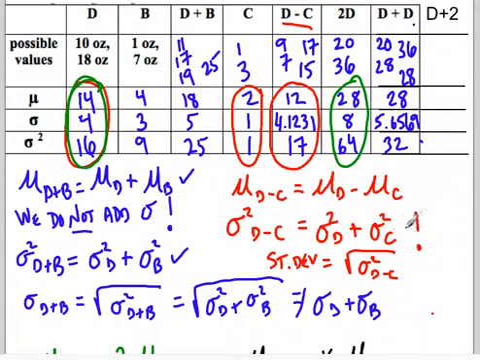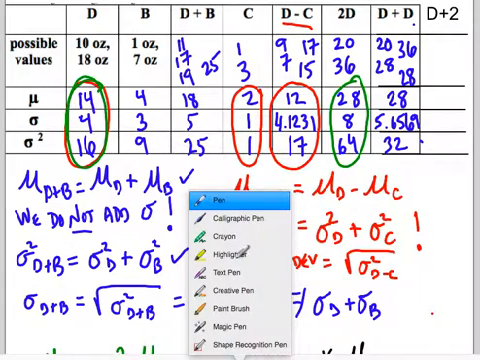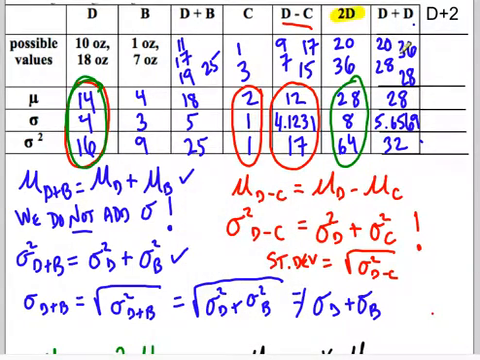Now, here's the big thing I want you to notice. 2D versus D plus D. They are not the same. Yeah, it looks like the averages are the same, but look at the standard deviations. They're not the same. The variances, they're not the same. So that is an important note to make, that while in algebra 2D would equal D plus D, that does not apply for random variables. Let me figure out a good place to write that.